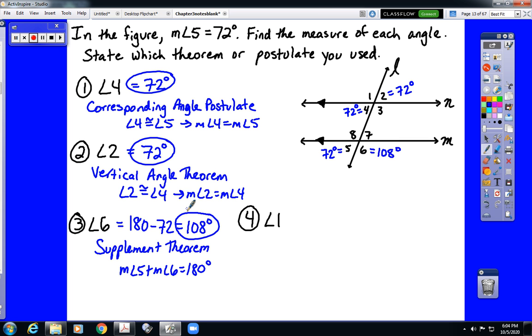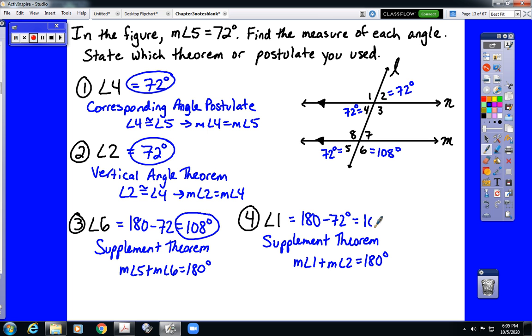Okay, and then finally the measure of angle 1, same argument. The supplement theorem says that angle 1 and angle 2 form a linear pair, which means that the measure of angle 1 plus the measure of angle 2 is 180 degrees, which means that the measure of angle 1 is 180 minus 72 degrees, or 108 degrees. And that's sort of how we approach these problems, okay?